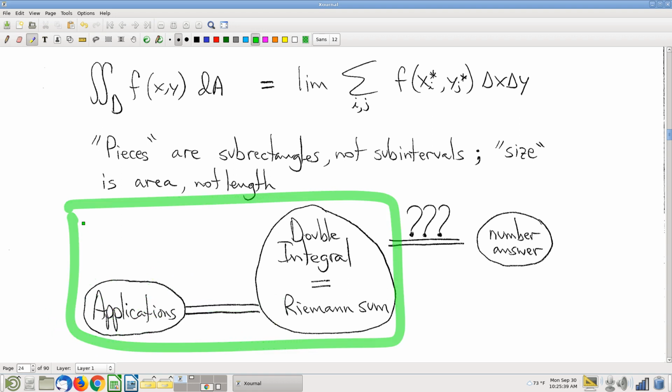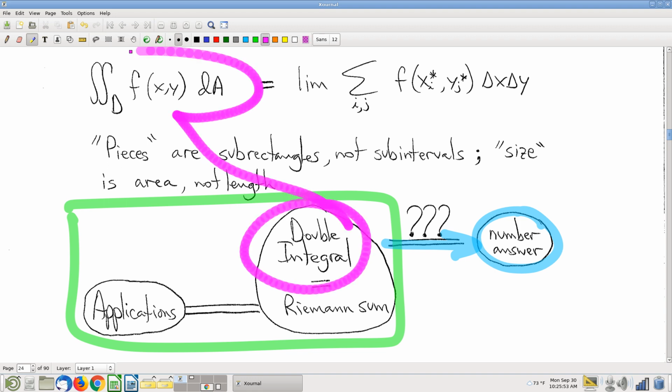The story does not end here. We need to have a technique now to compute these Riemann sums. And just for convenience, we're going to say now, we need a technique for computing double integrals. Remember that shorthand notation there. It's just a shorthand notation. All that means is Riemann sum. Okay. That's how we compute double integrals.